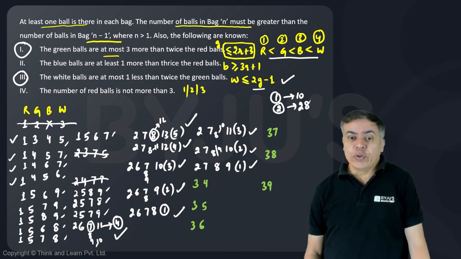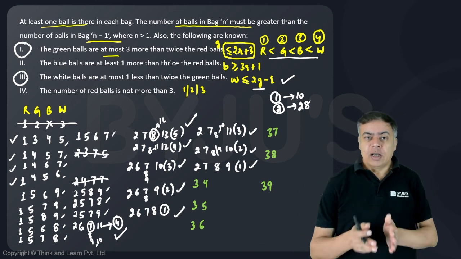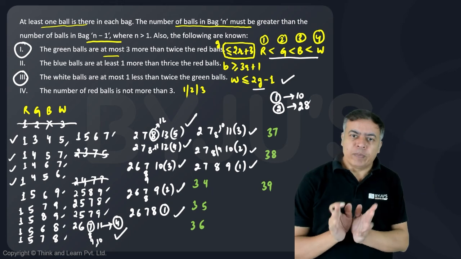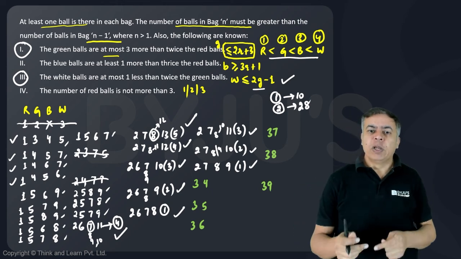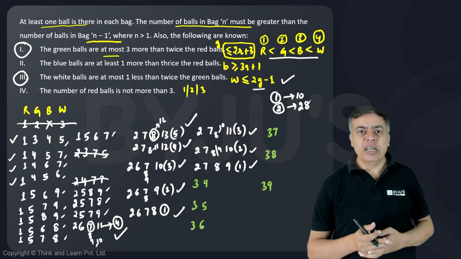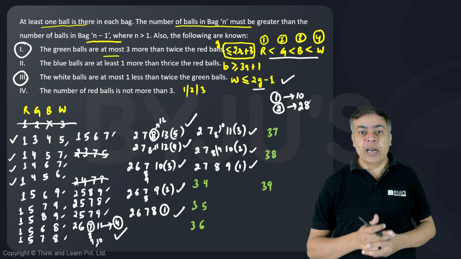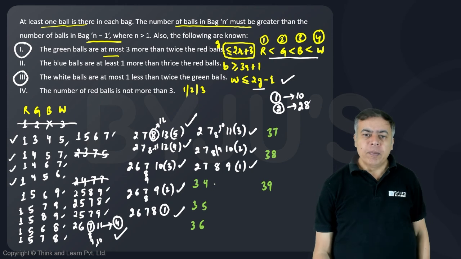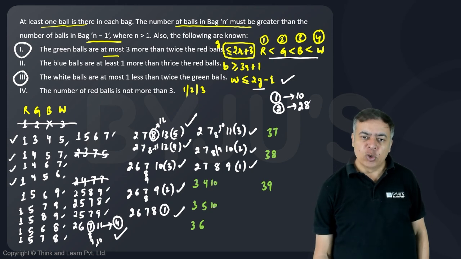Now blue also you need to see is greater than or equal to 3 into red plus 1. Now red is 3, so 3 into 3, 9, plus 1, 10. So the minimum this can be is 10. That is, blue's minimum is 10. So 10 or 10 plus you will have.